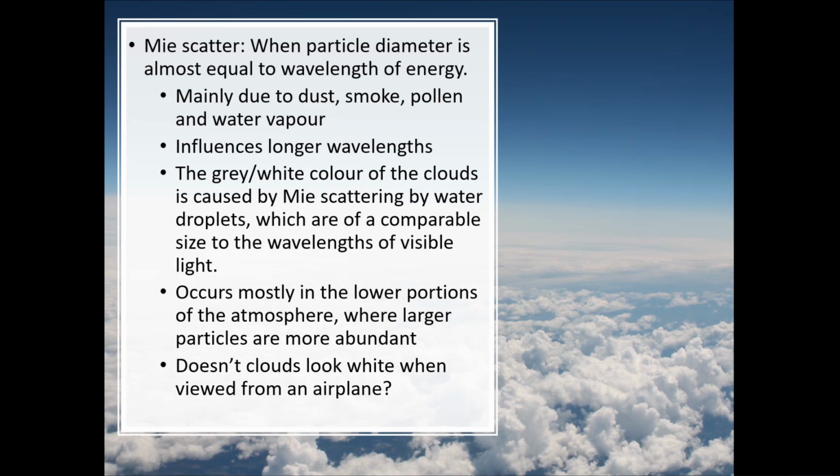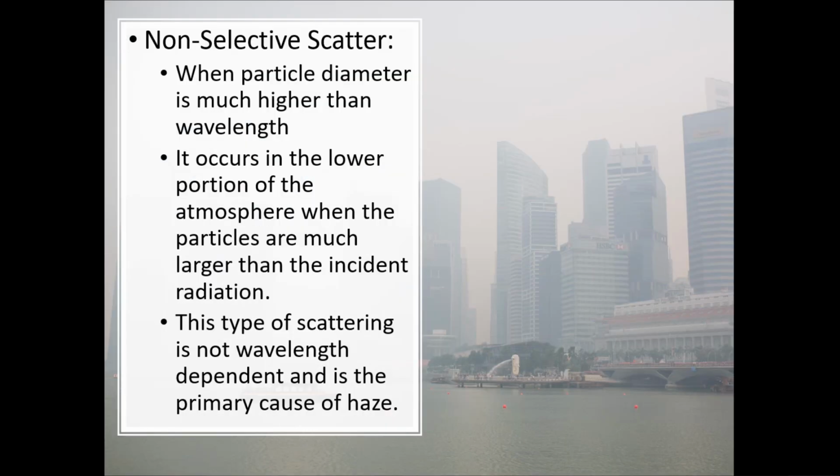Okay, the third type of scattering is non-selective scatter. Non-selective scatter occurs when the particle diameter is much larger than the incident energy wavelengths. So this also occurs in the lower portion of the atmosphere when the particles are much larger than the incident radiation. All right, so that is called non-selective scattering. The major particles that cause this are larger water droplets and large dust particles. And this is what causes haze.